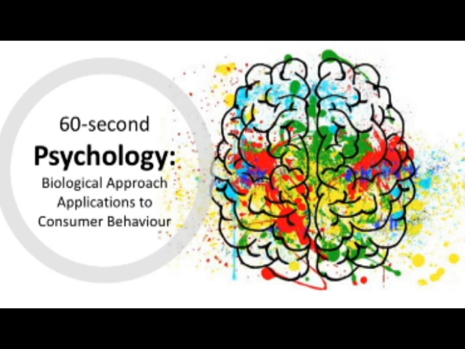The biological approach is applied to consumer behaviour in a slightly different way to the other approaches. Instead of influencing consumer behaviour through theories from the biological approach, it actually uses a range of scanning techniques to understand our behaviour when making consumer decisions. So advertisers can use this understanding to influence consumers. This is called neuromarketing, essentially working out how the brain is impacted by different types of consumer activities, such as viewing adverts, so it can be used to understand and therefore influence people.